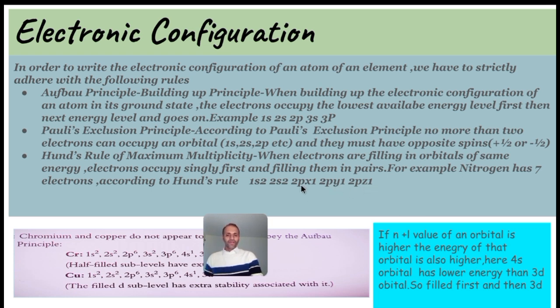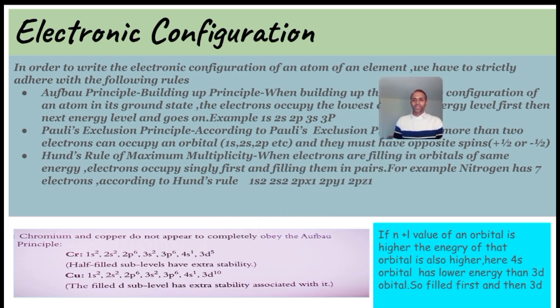So singly first, and after you fill them singly, if you have another electron, then in oxygen, atomic number 8, the next electron goes to 2px2, in fluorine it goes to 2py2, and in neon the last electron goes to 2pz2. So 1s2, 2s2, 2px2, 2py2, 2pz2 in the case of neon. That concept is called Hund's rule of maximum multiplicity.